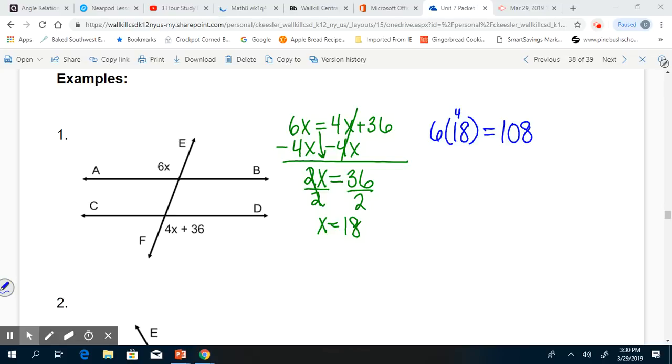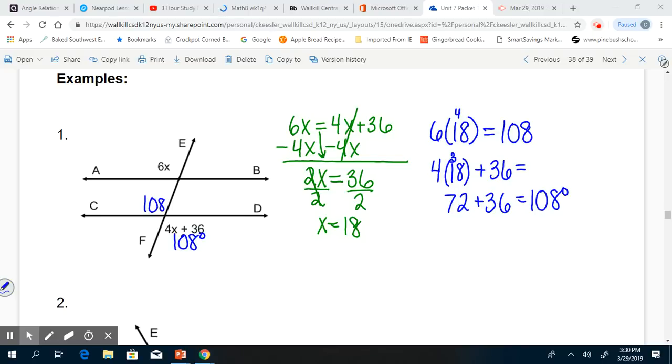I can plug it into the second one just to make sure. 4 times 18 plus 36. 4 times 18 is, well, 4 times 8 is 32. Carry the 3. 4 times 1 plus 3 is 7, so 72 plus 36, which is also 108 degrees. So all the obtuse angles are going to be 108. And again, we want to find all the angles, so we also have to find all the acute angles by doing 180 minus 108, which gives us 72 degrees. So all the acute ones would be 72 degrees.